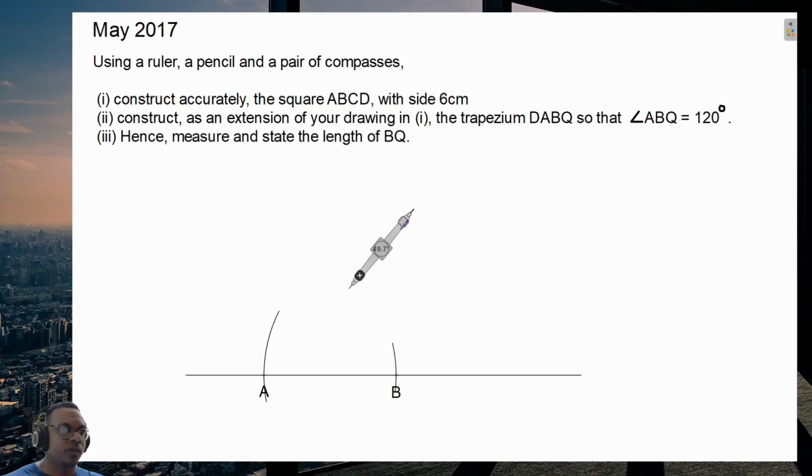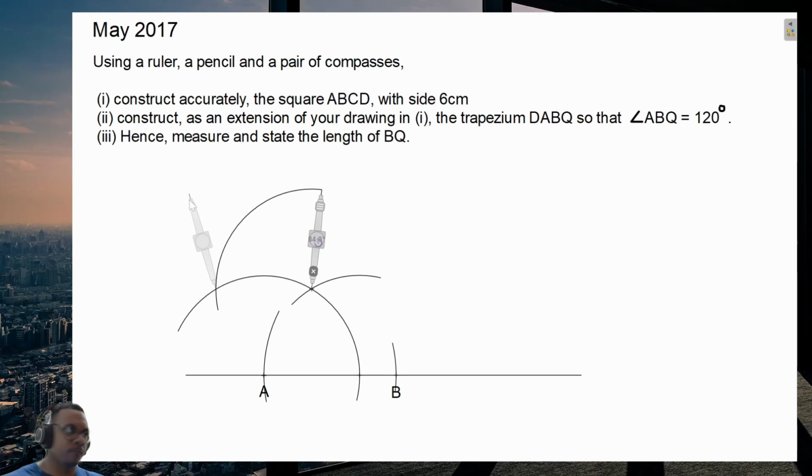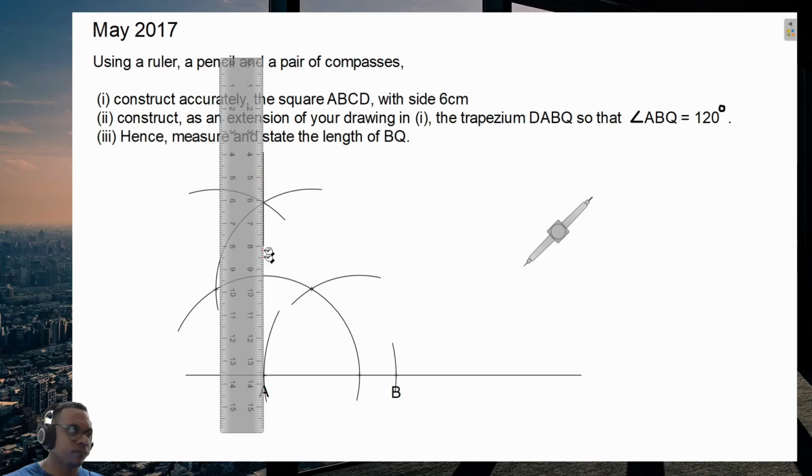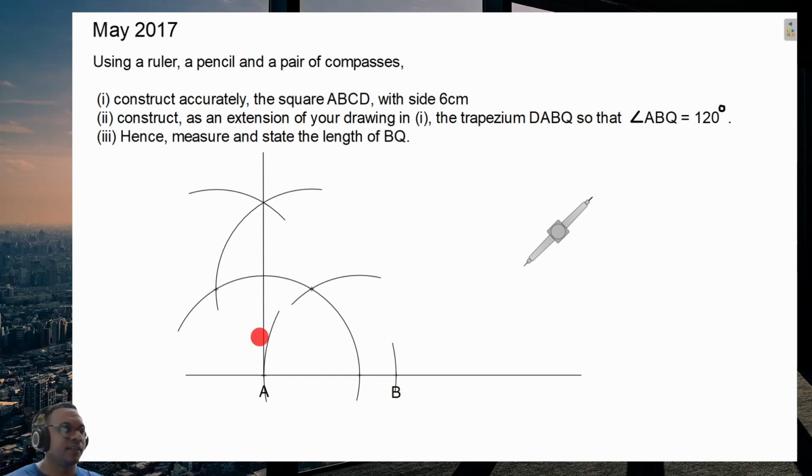Now I'm going to open out the compass to a distance that I'm comfortable with to start constructing a 90-degree angle at the endpoint A. And this is my 90-degree angle at A. Now we know a square has 4 equal sides, so each side is going to be 6 centimeters.